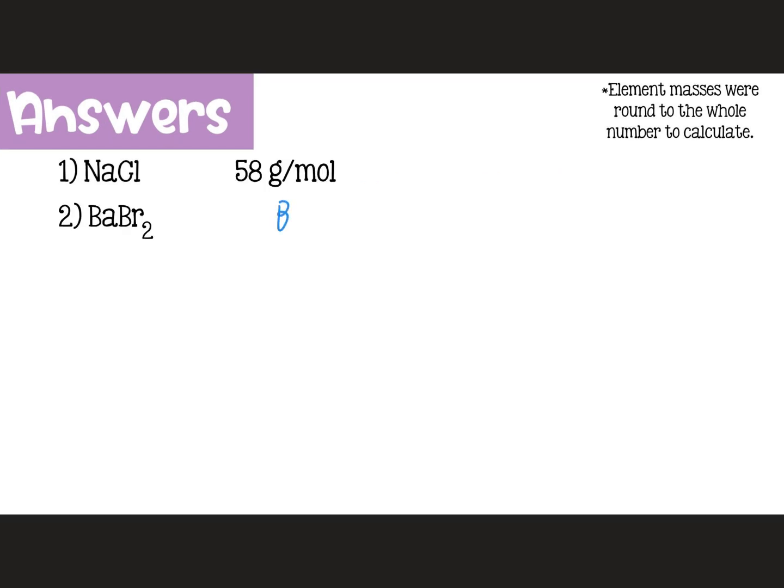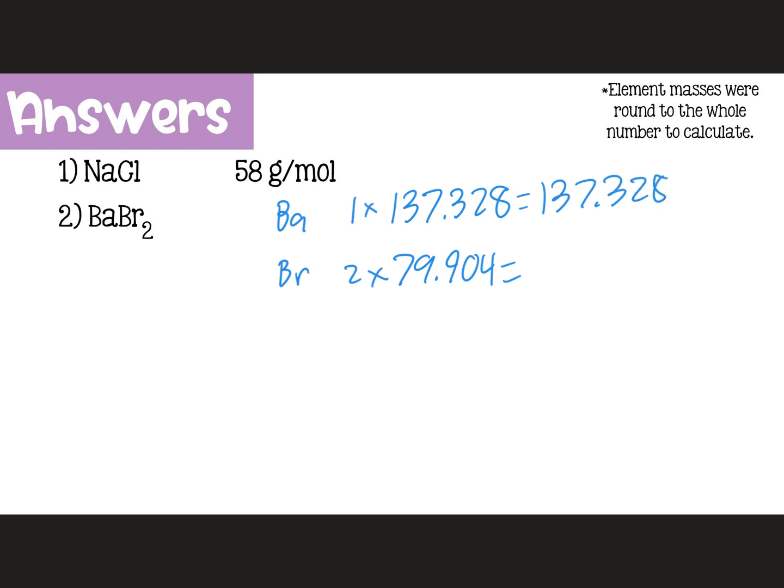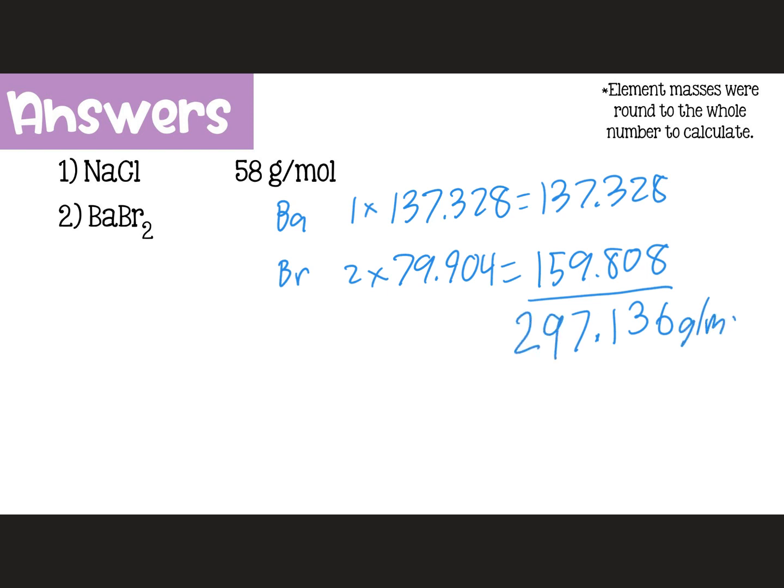Now let's try another problem. Barium bromide has one barium atom and two bromine atoms. Barium has an atomic mass of 137.328 and bromine has an atomic mass of 79.904, meaning the total mass of barium is 137.328 and the total mass of bromine is 159.808. Once we add all of these together, we get a molar mass of 297.136 grams per mole for barium bromide, or 297 grams per mole.